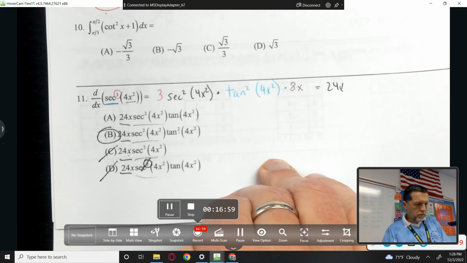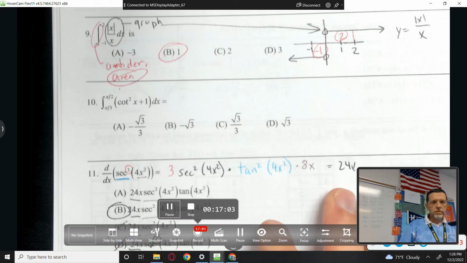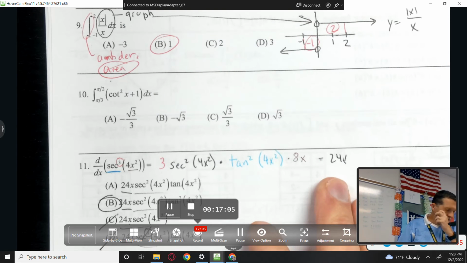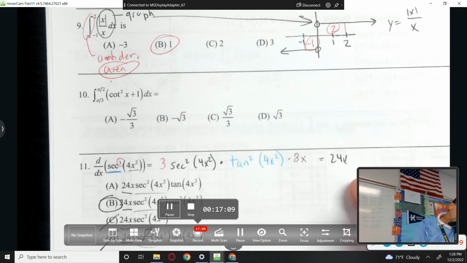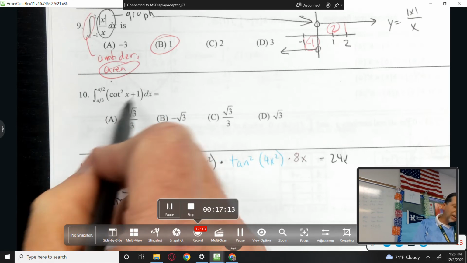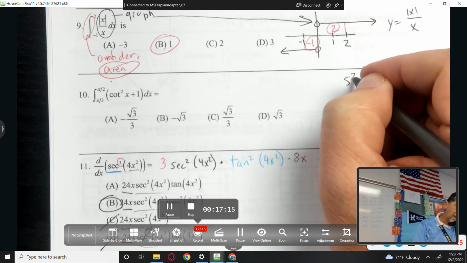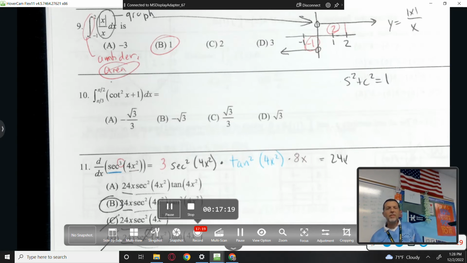Number 10 is kind of hurting me. For some reason, my brain is not computing. Cotangent squared. I'm also thinking that might be a trig identity. Yeah, that's what I'm thinking. Sine squared plus cosine squared is 1. That's the only one I remember. The rest I figure out.